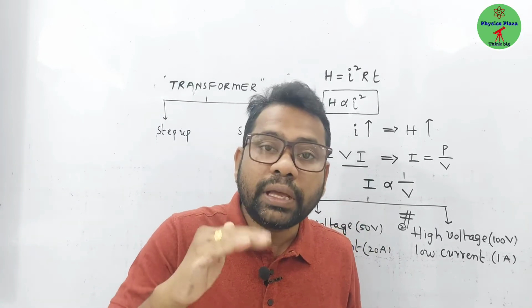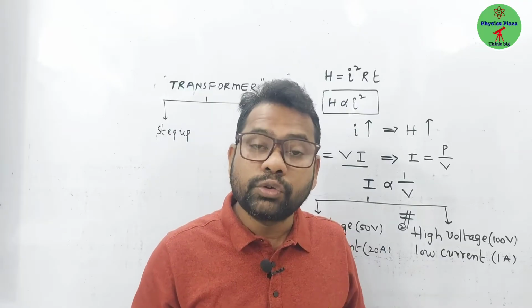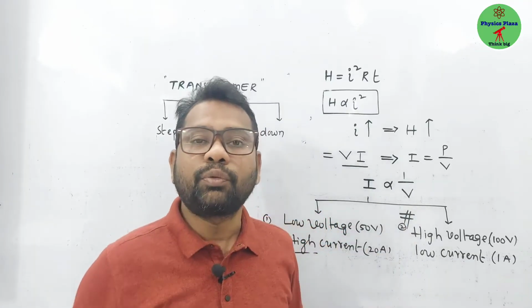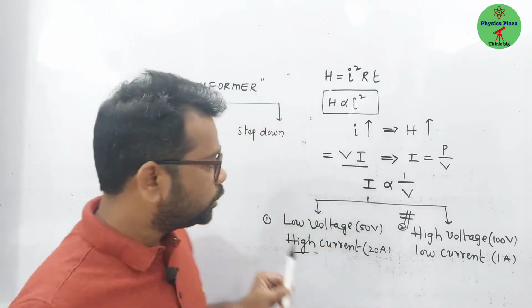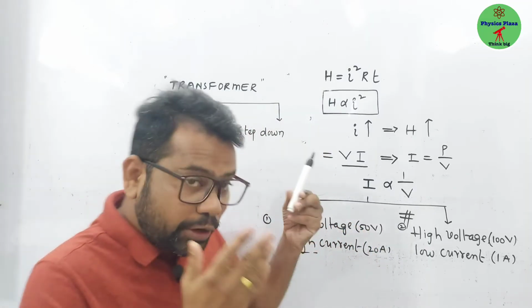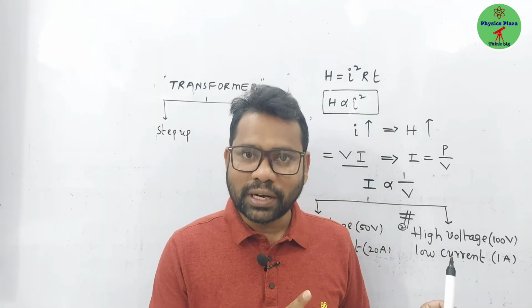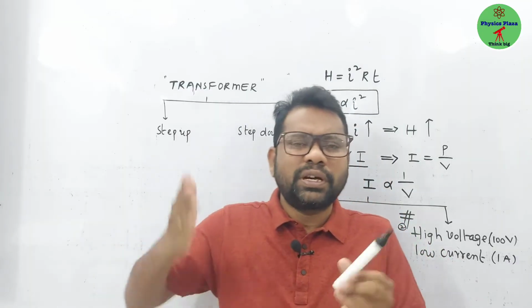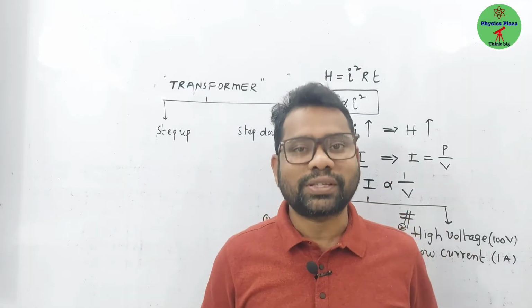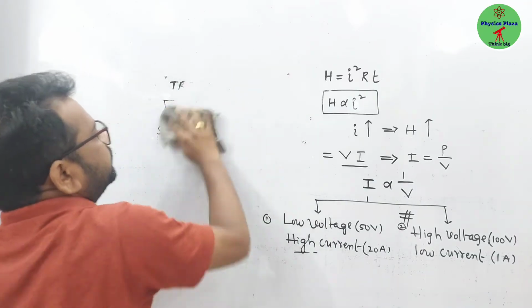So whenever we want to increase the input voltage, we use a step up transformer. Whenever we want to decrease the input voltage, we use a step down transformer. Clear? These are the important points which we should know before going on to discuss power transmission. Hope these points are clear. Because if you are okay with these points, power transmission and distribution will be nothing. It's very easy to understand. Now let us start.